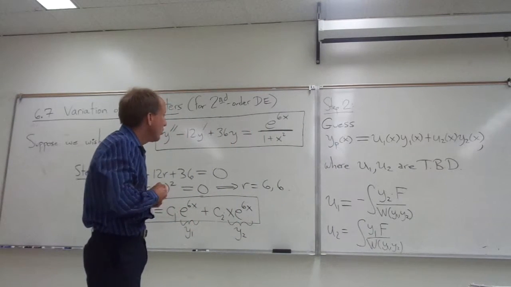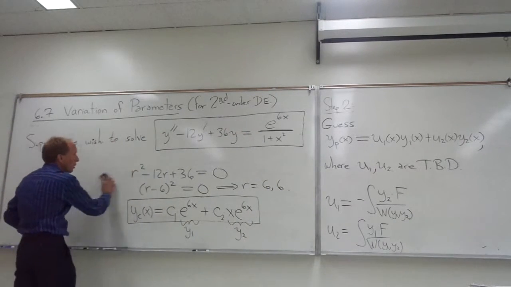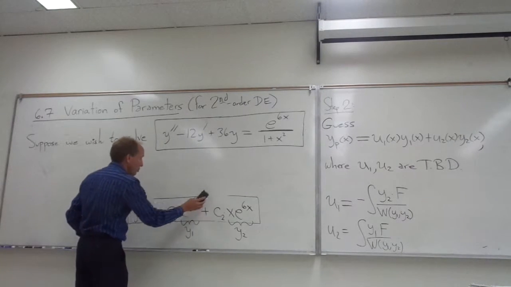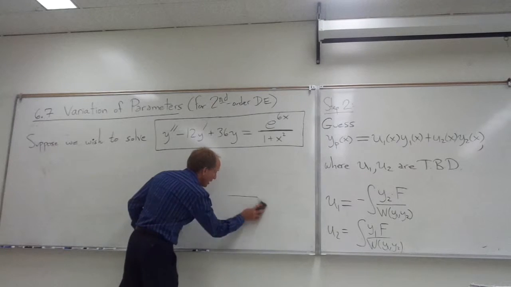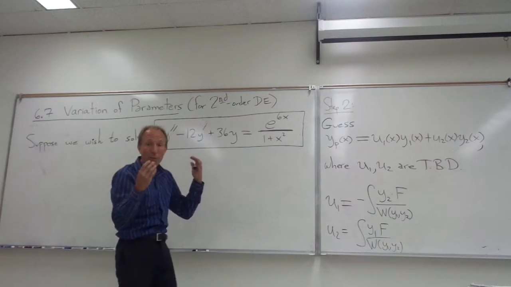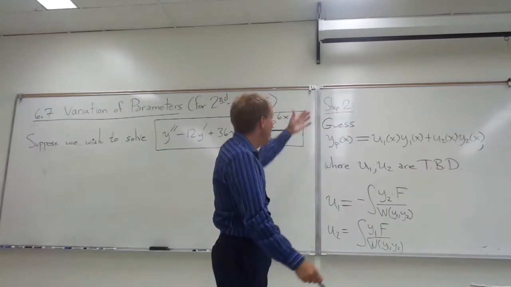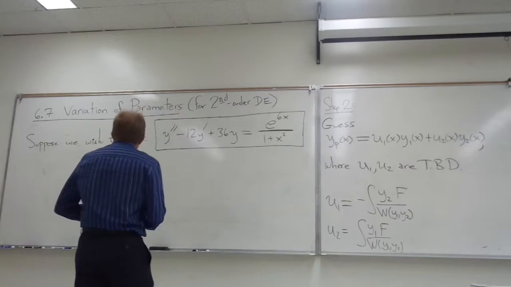So for this particular example, what we can do is work out the U1 and the U2 and then write down our particular solution. Now I'm going to erase this complementary function, but you're going to want to keep it handy because remember that step 3 is where you have to take the complementary function and add it to what we're coming up with here in the particular solution. Okay, so let's work this out.